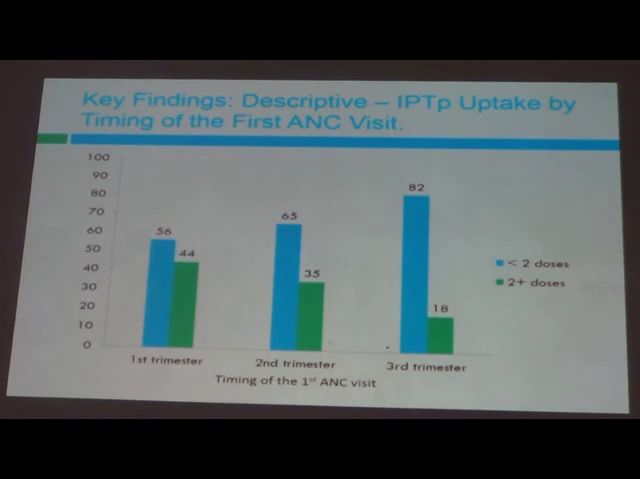We look at timing of the first antenatal visit. Mothers are supposed to go for their first visit during the first trimester, the first 13 weeks. So if a mother comes during the first trimester, up to 44% of them are taking the recommended dosage, compared with only 18% for mothers who come late during their antenatal visits.